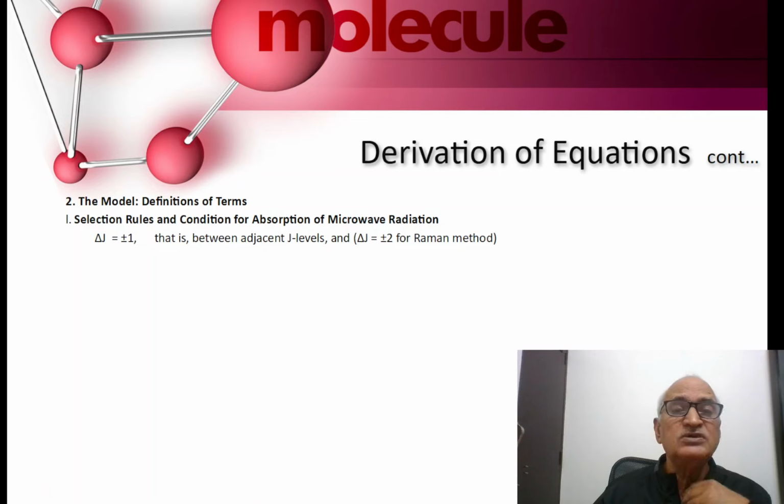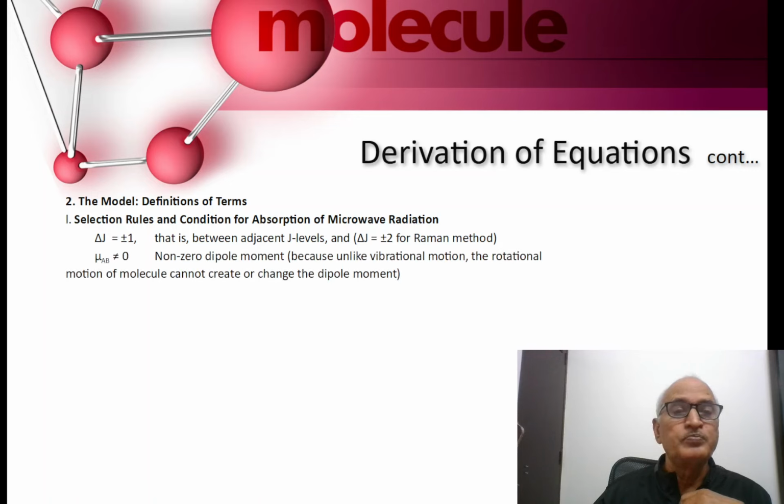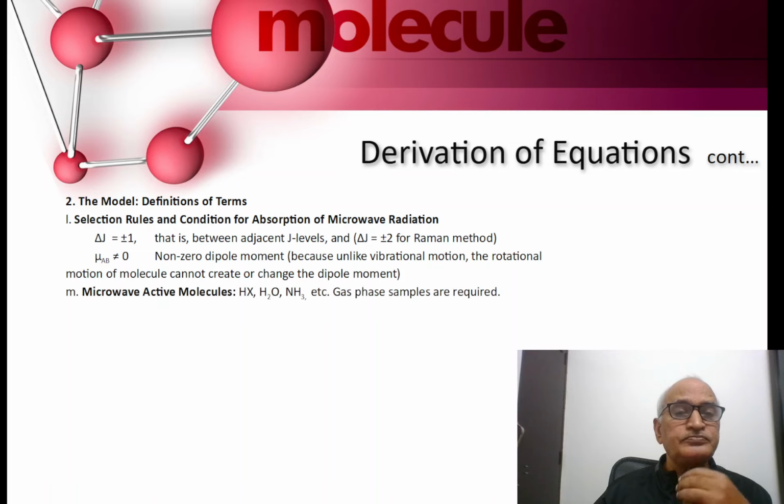Again, for comparison, I have given here, when we study Raman spectrometry, there we will find delta J equal to plus minus 2 or 0. So both conditions are given here. For rotational spectrometry, delta J is plus minus 1 and mu AB not equal to 0. The molecule must possess a dipole moment. If it does not have a dipole moment, it won't be suitable for study by the microwave rotational spectrometry method. Some examples of microwave active molecules: HX, H2O, NH3, etc. Gas phase samples are required to be used.